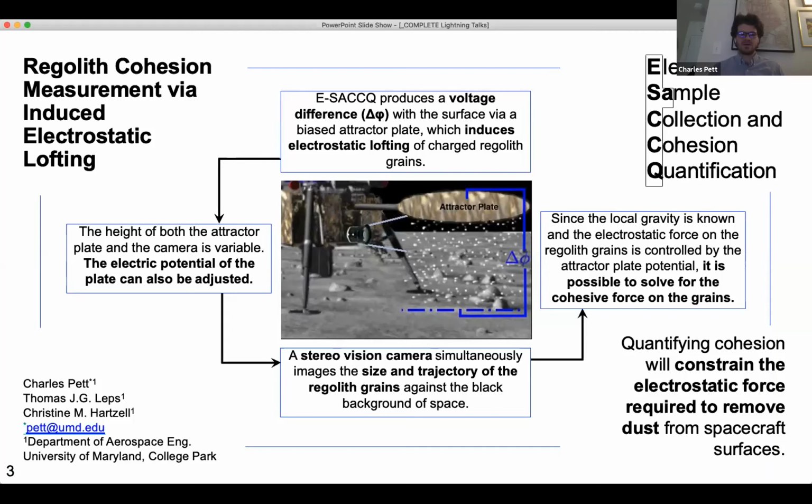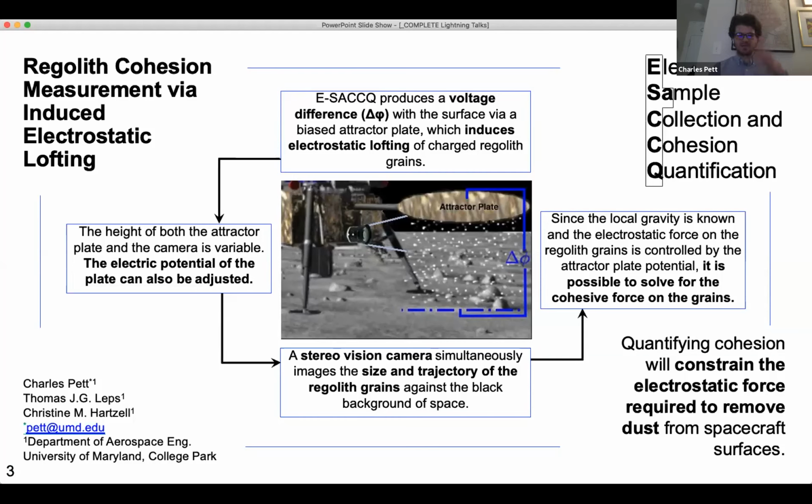And also quantifying cohesion in regolith is an important knowledge gap to address because knowing the magnitude of cohesion can tell us the magnitude of force a dust mitigation system needs to apply in order to clean a dusty surface. So the ability to induce electrostatic lofting can provide a new method of dust removal from spacecraft surfaces.